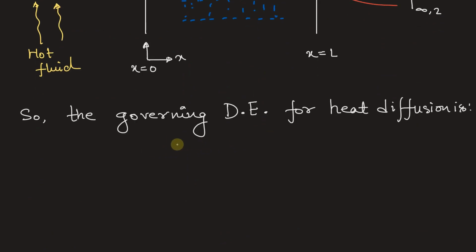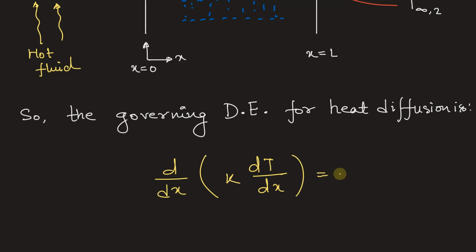Okay, so let's write the governing equation for this. The heat diffusion governing equation can be written as d by dx. Remember, we are writing only for one dimension. So d by dx of k into change in temperature with respect to x will be equal to 0. This differential equation can be integrated twice to obtain the general solution. That is, temperature as a function of x is given by two constants, c1 into x plus c2.